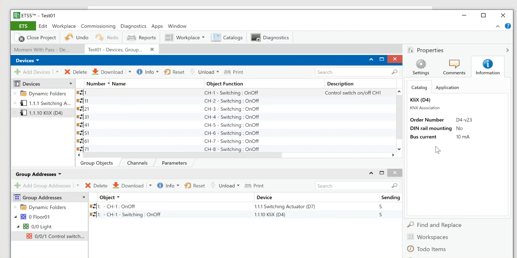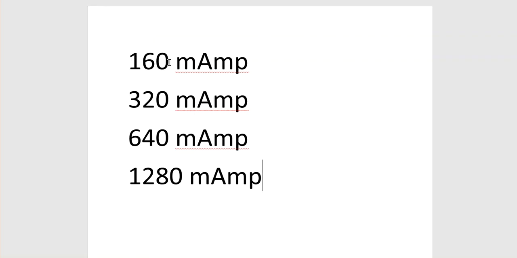Yeah, 10 milliamp. So if you have 10 devices in a line and each one consumes 10 milliamp, it means 10 multiplied by 10, it's 100 milliamp. You need 100 milliamp, so you can select 160 milliamp, okay? Also, there is another way to figure out the usage of the device.